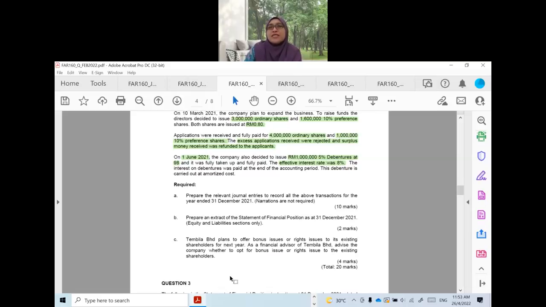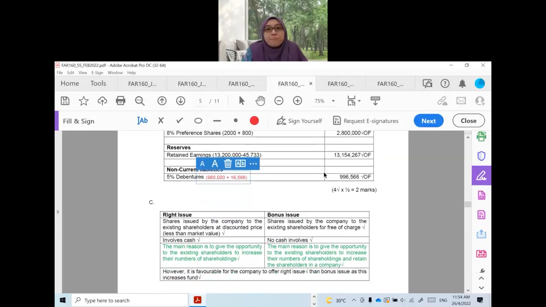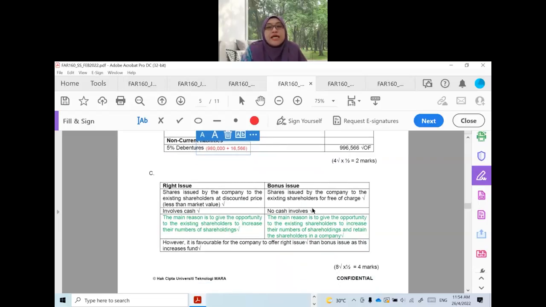What will be the best one? Why do you choose right issue? Very good. You know the concept. When you issue right issue, you'll get money, right? So you have 4 marks here. Let us elaborate the answer together. This is how you can present. Since you have 4 marks, you have to elaborate more. You cannot just say, offer right issue because you got money. You have to make some comparison first. That is the best way.